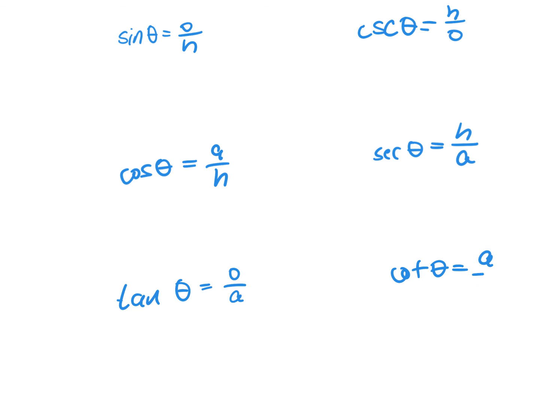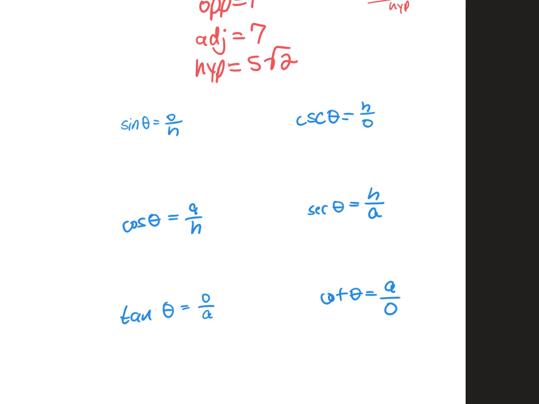Cotangent theta is adjacent over opposite. I think this is a really good habit for you guys to get into. Every single time you do this, write out these functions. Write out opposite over hypotenuse, hypotenuse over opposite, just so it becomes second nature. You don't even have to think about it on the quiz, because there's a lot of little moving parts that go along with working these problems out.